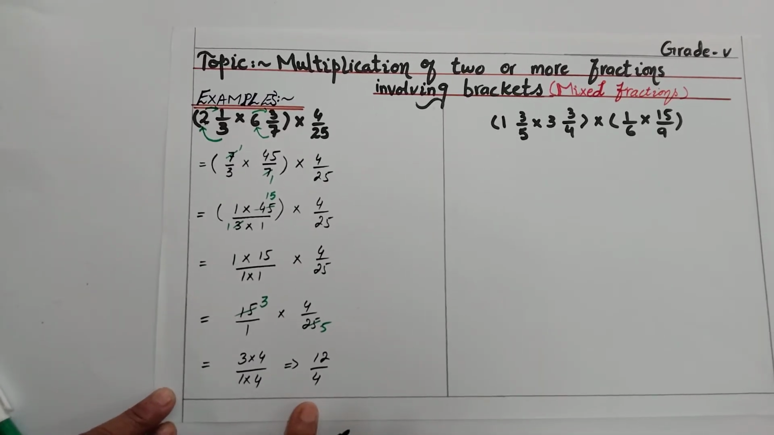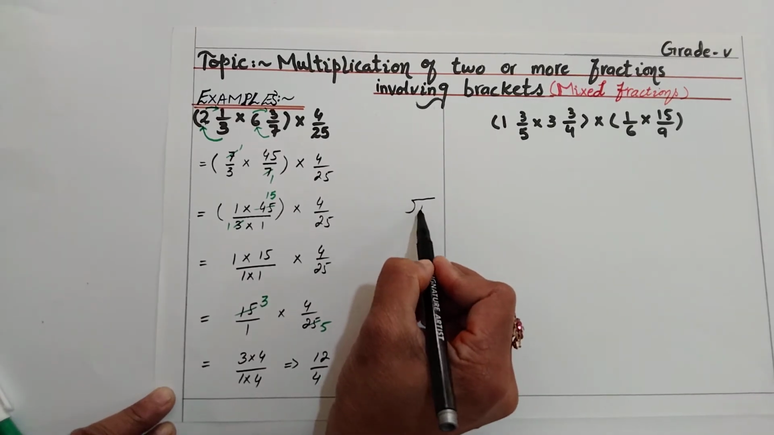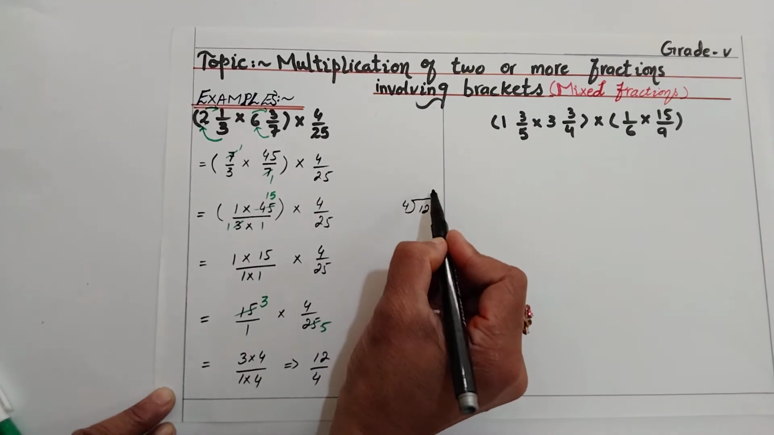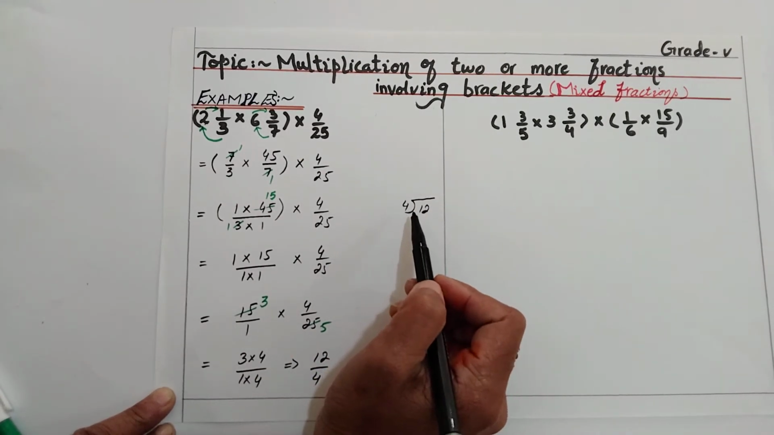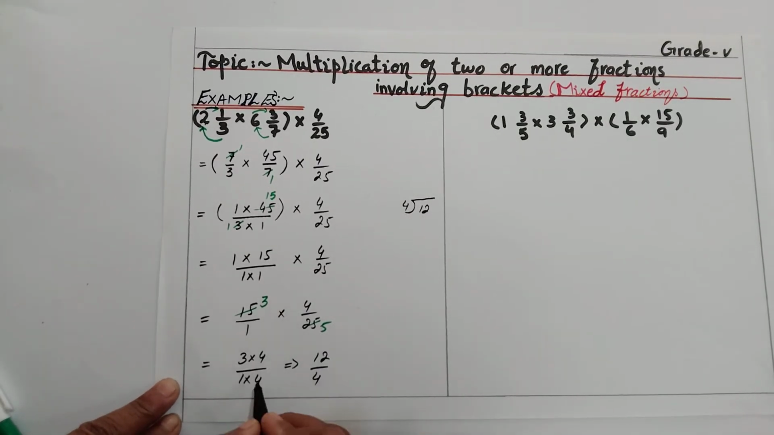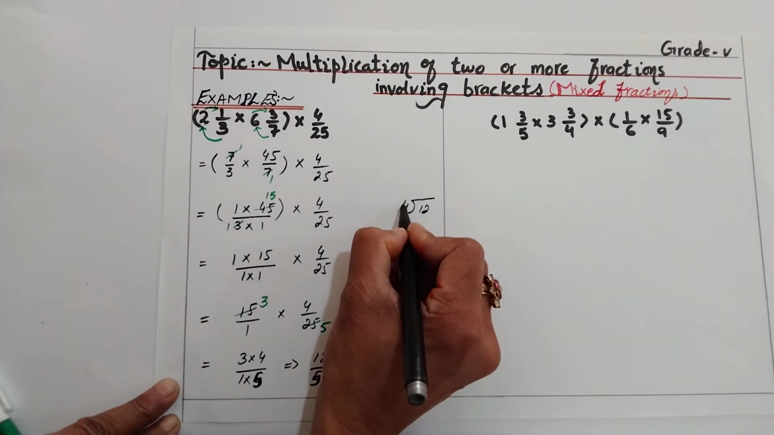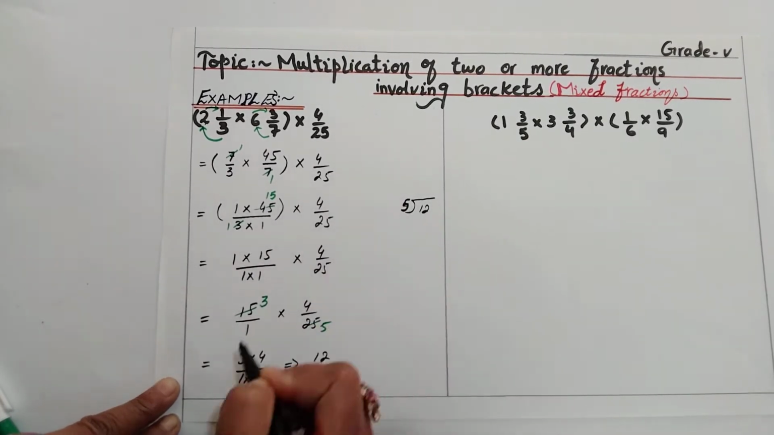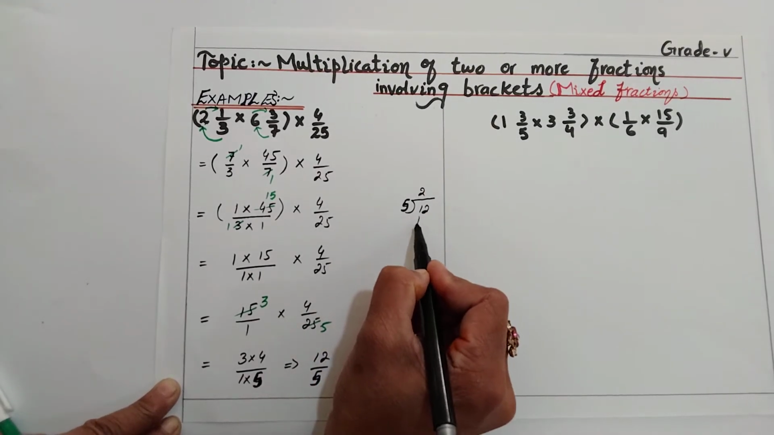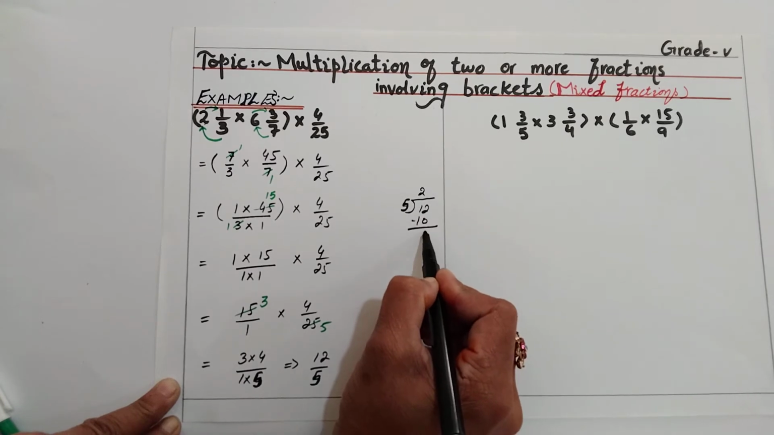Now 12 over 5 is an improper fraction, so we have to divide the 12 by 5. Sorry, here is a mistake, the denominator is 5. 5 1s are 5 and 5 2s are 10. So 12 minus 10 is 2.